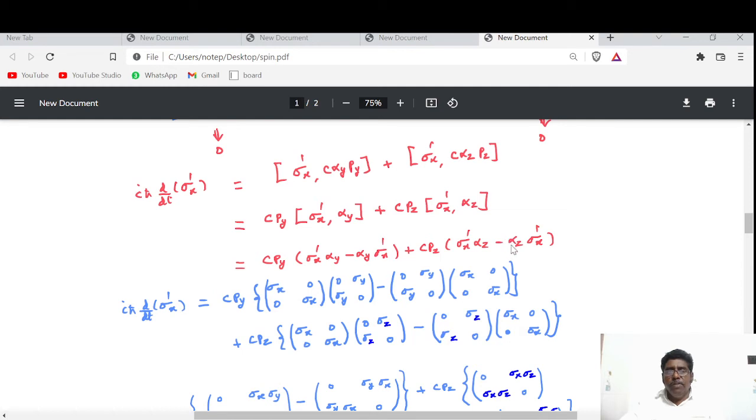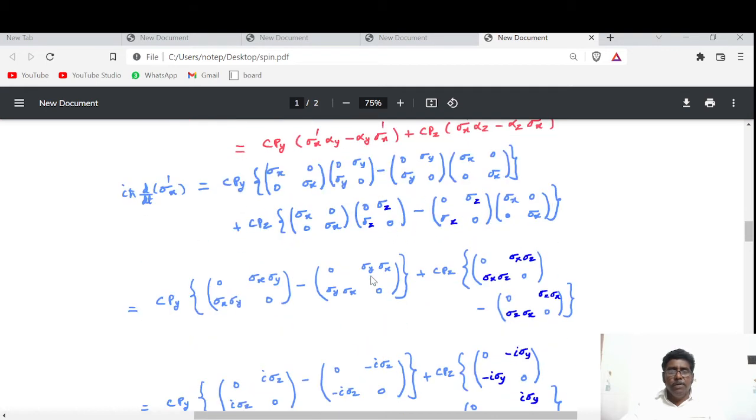Then minus of alpha z. Alpha z is expressed in terms of sigma z. [0 sigma z; sigma z 0]. Then sigma x dash is [sigma x 0; 0 sigma x]. If you do the multiplication, we can get Cpy into [0 sigma x sigma y; sigma x sigma y 0] minus of [0 sigma y sigma x; sigma y sigma x 0] plus Cpz into [0 sigma x sigma z; sigma x sigma z 0] minus of [0 sigma z sigma x; sigma z sigma x 0]. Here the value of sigma x sigma y is i into sigma z. The value of sigma y sigma x is minus i sigma z.